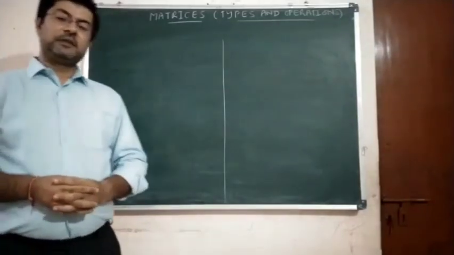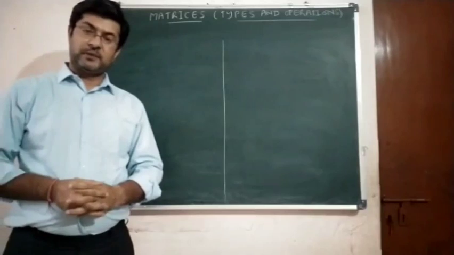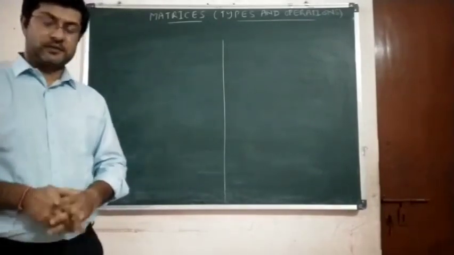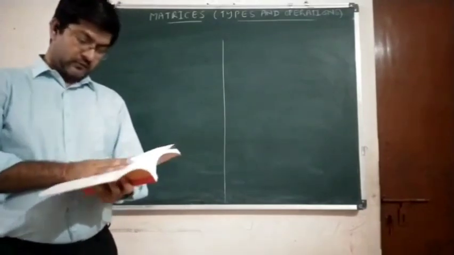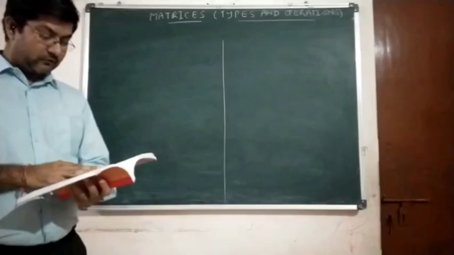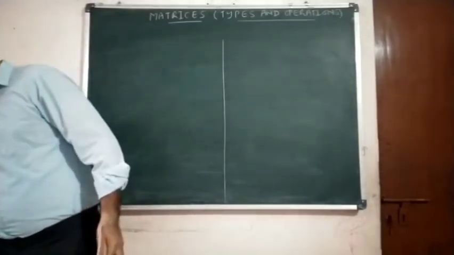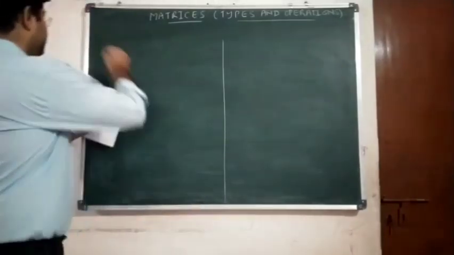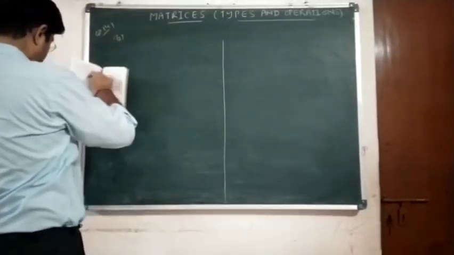Hello friends, you are watching ISC Mathematics and we are solving the exercise of chapter matrices, types and operations. In the last video we solved question number 14 part 1, that is A part. Now we will solve B part of the same question, question number 14.